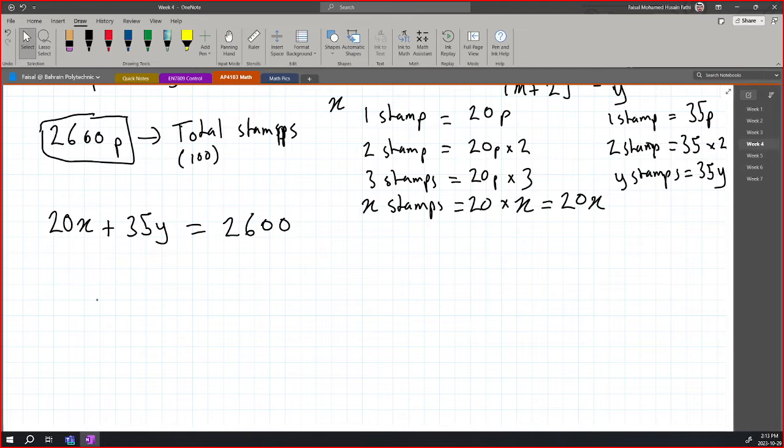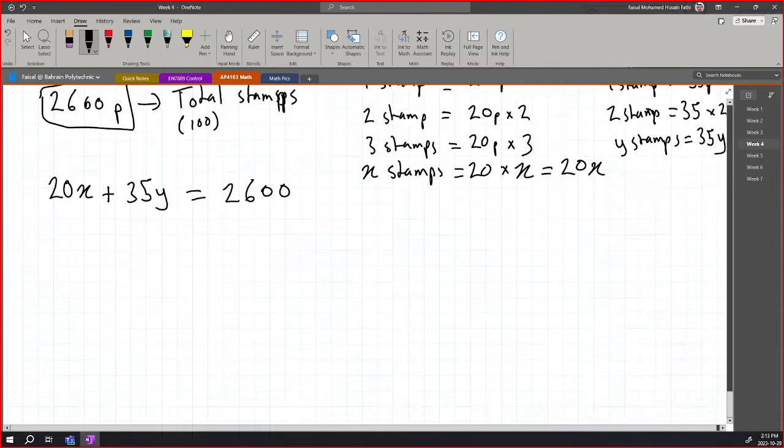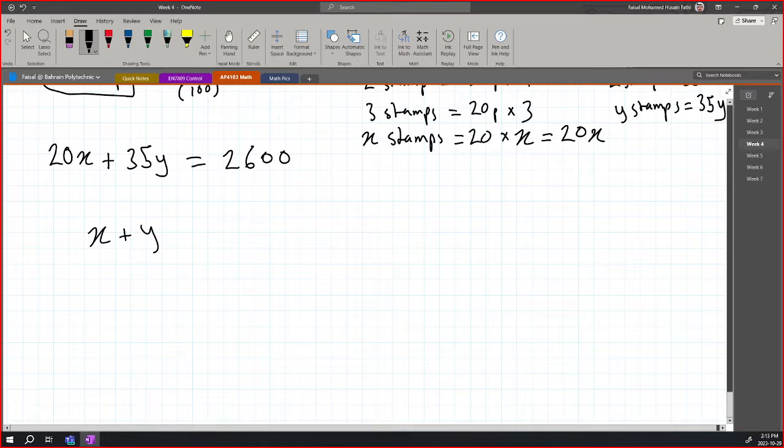Then if we rewrite the equations, the first one was x plus y equals 100. Just a reminder, this is just the total number of stamps, because we have x number of stamps and y number of a different stamp. And the total number we know is 100.